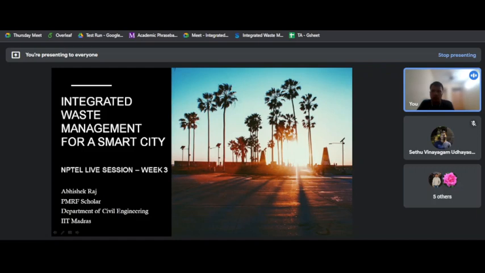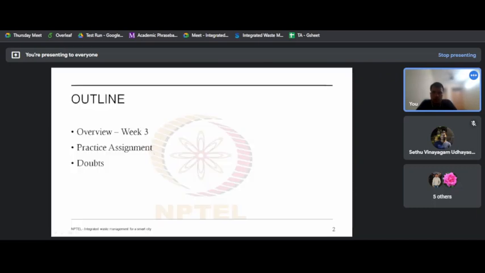So good evening, everyone. This is the third week session for the course Integrated Waste Management for a Smart City. I'm Abhishek Raj, PMRF scholar in Department of Civil Engineering, IIT Madras. So we'll start with the outline of this week. We'll start with the overview for the third week. What was the content covered in the lectures? Then we'll see some practice assignment questions and we'll also take up some doubts.